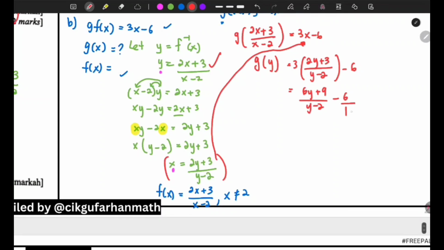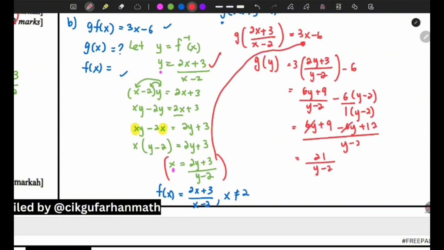And here's over 1. So to make it a single denominator fraction, you times y minus 2. 6y plus 9 minus 6 times y, minus 6y, minus 6 times negative 2, positive 12, over y minus 2. So 6y cancel, 9 you plus with 12, 21. So 21 over y minus 2. This is your g(y). And then find your g(x). Change to g(x): 21 over x minus 2.